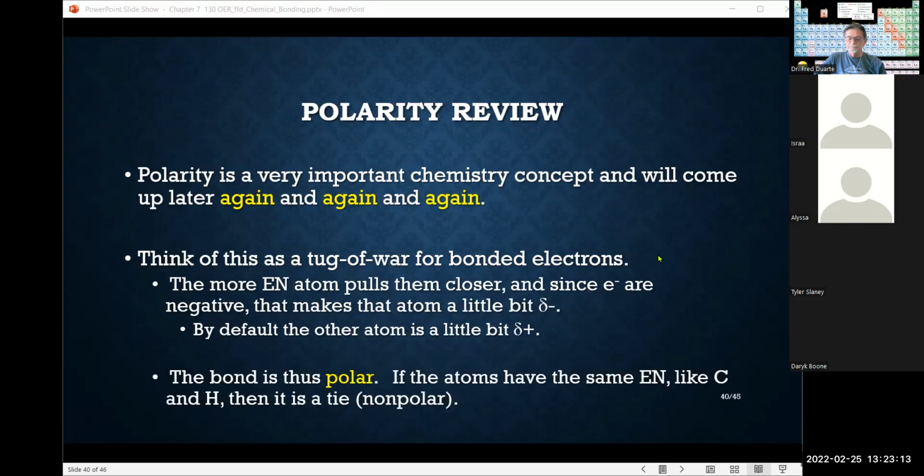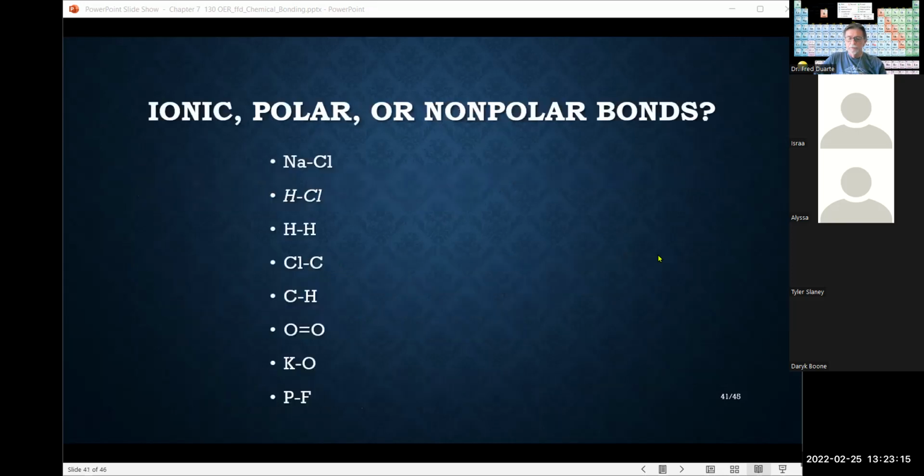All right, so if we look at this, again, very similar, they want to know, identify as ionic, polar, or nonpolar. Well, sodium chloride, we know that. It's metal, nonmetal. It is an ionic compound. It has nothing to do with polar bonds or nonpolar bonds. It's a separate thing, a separate class in itself, just ionic bonds. That's all you can say about it.